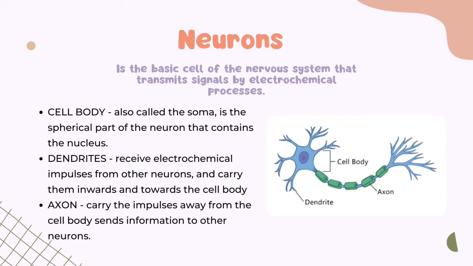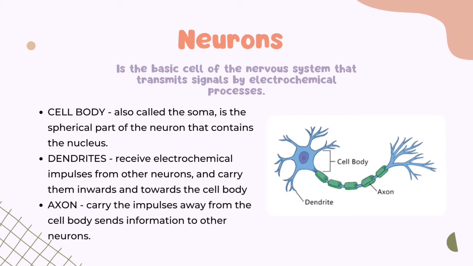Under the microscope, it consists of three parts. We have the cell body, the dendrite, and then the axon. The cell body is also called the soma. It is the spherical part of the neuron that contains the nucleus. So in the cell body, what we're going to remember here is that it contains the nucleus.